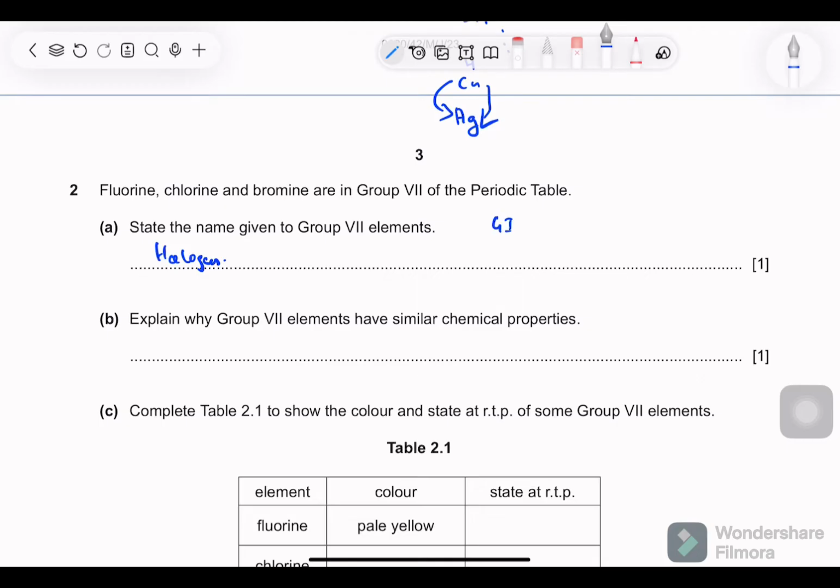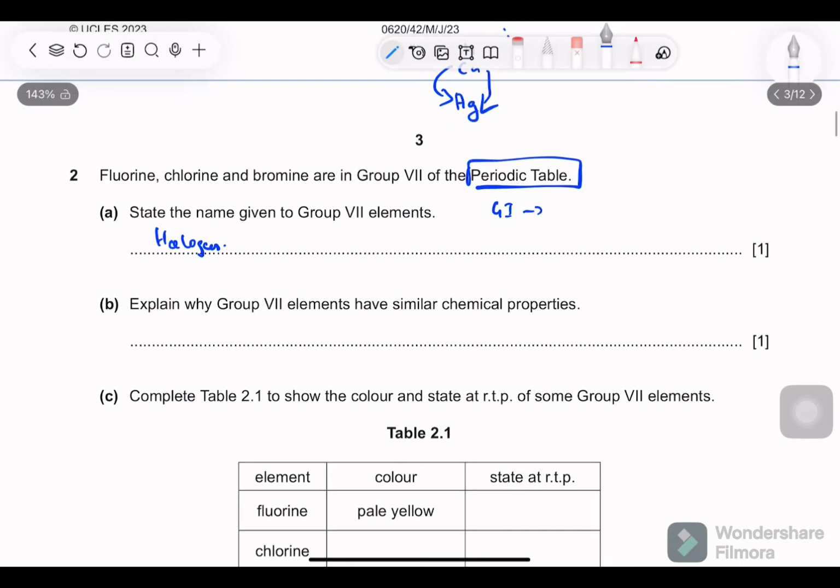Similarly, for group 1, this is the periodic table chapter. For group 1, we have alkali metals, or white salt. They produce white salt, so white metals. Explain why group 1 elements have similar chemical properties, as do group 7 elements. The chemical properties, the elements' reactions with other elements, other atoms, other compounds, depend on the number of outer shell electrons, because that is their valency, that is their charge, everything depends on it.